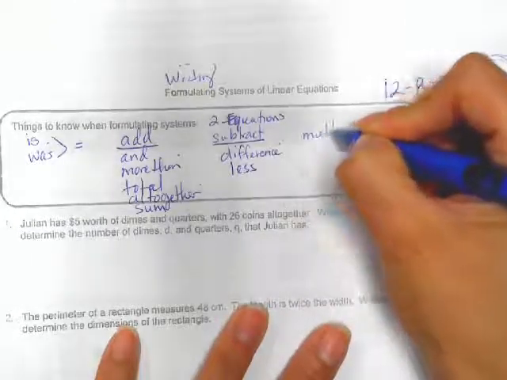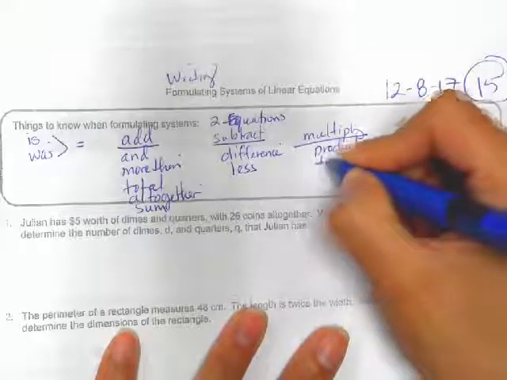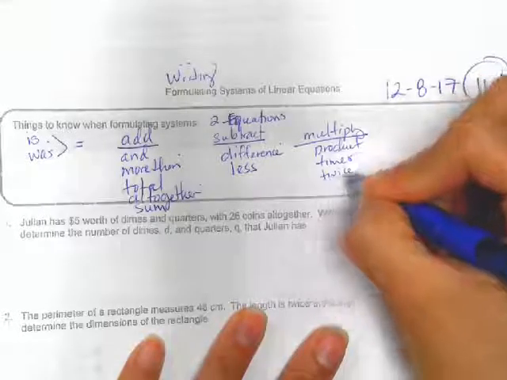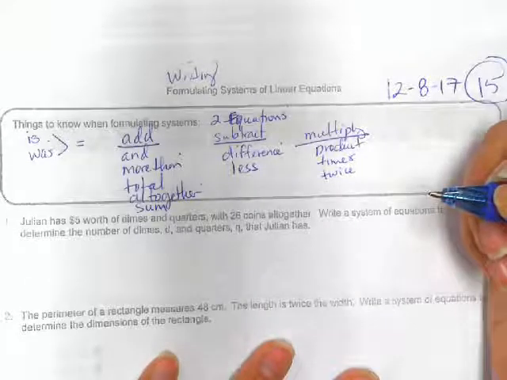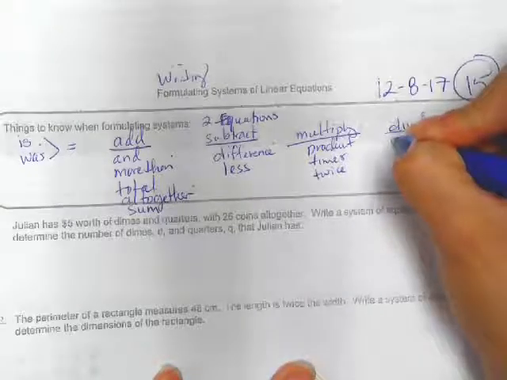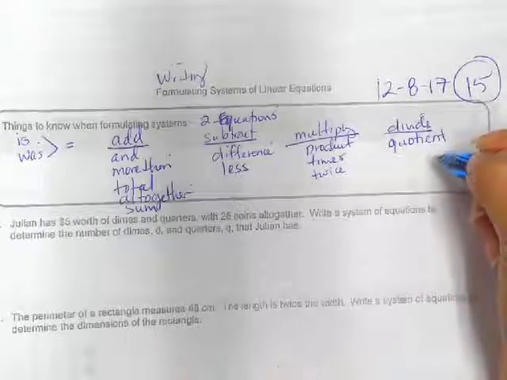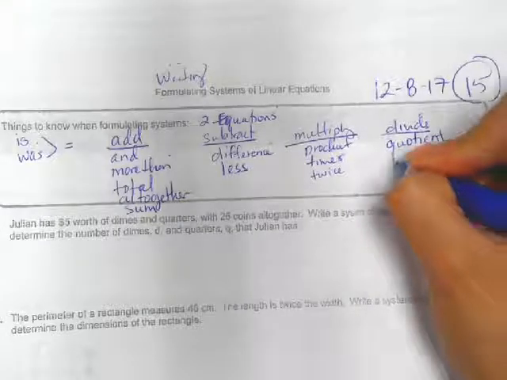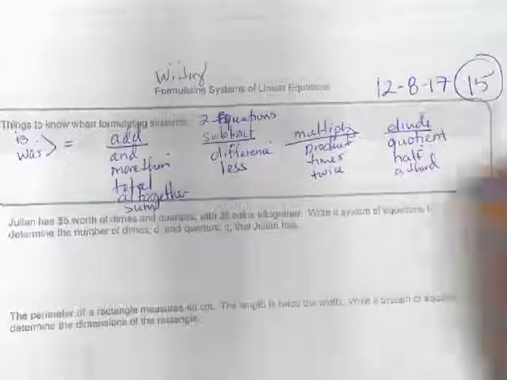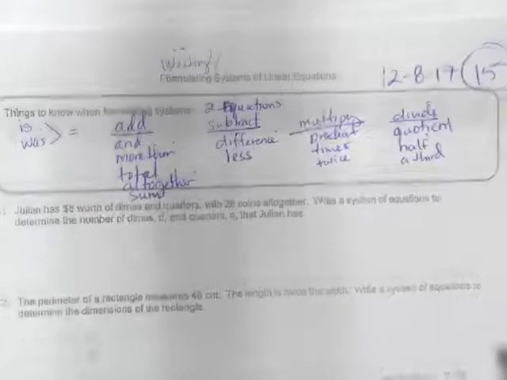All right. If we're going to multiply, if we see the word product, obviously times, twice would be times 2, and that's pretty much it. Obviously, if they say multiply, we'll multiply. And then we're going to divide if they say quotient. Half means we'll divide by 2. If they say a third, then we'll divide by 3, and then a fourth, divide by 4, and a fifth. If we can think of any more, we'll add them.